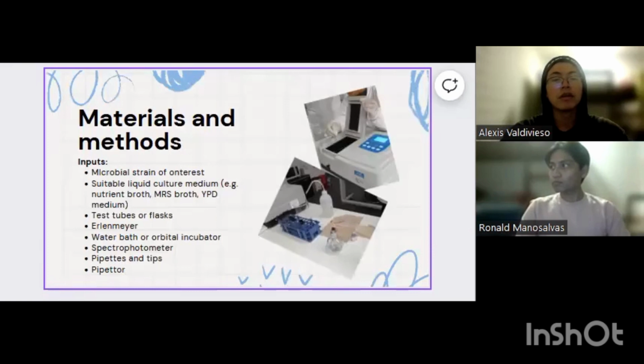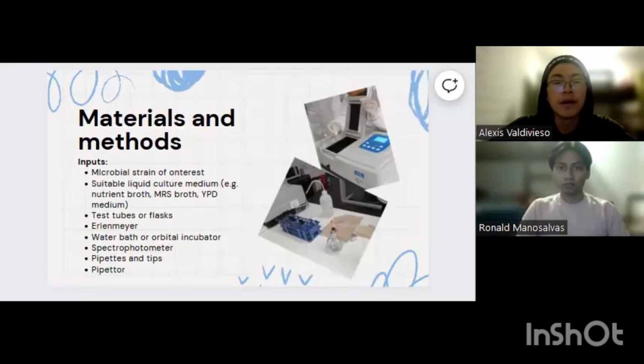Materials and methods. Inputs. For this practice, we needed a microbial strain of interest, a suitable culture medium, test tubes or flasks, Erlenmeyer flasks, a water bath or orbital incubator, a spectrophotometer, pipettes and tips, and a pipettor.